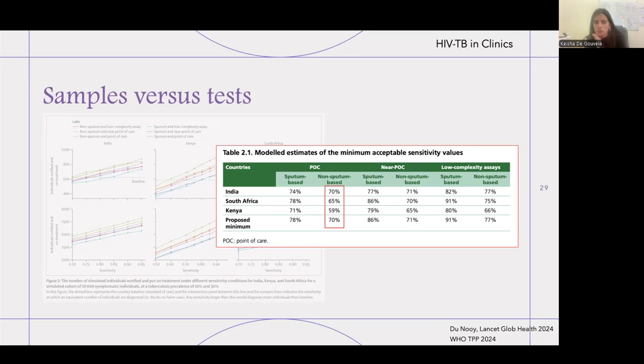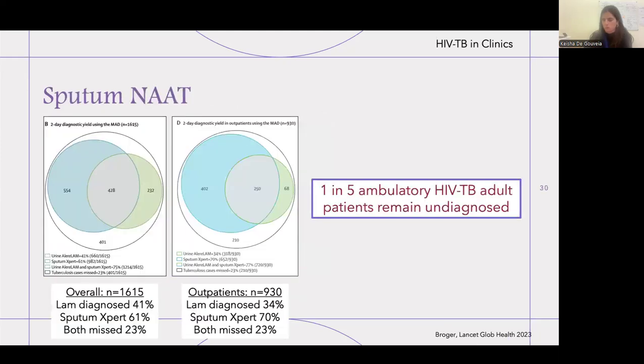And if we have a test that can be performed at the point of care on a non-sputum-based sample, we can probably accept something as low as 70% sensitivity compared to if we were performing it on more complicated samples and in laboratories. So that's reassuring for the manufacturers. I definitely don't want this talk to be seen as a bashing on sputum. And when patients can cough, we definitely still want to be able to send off those tests.